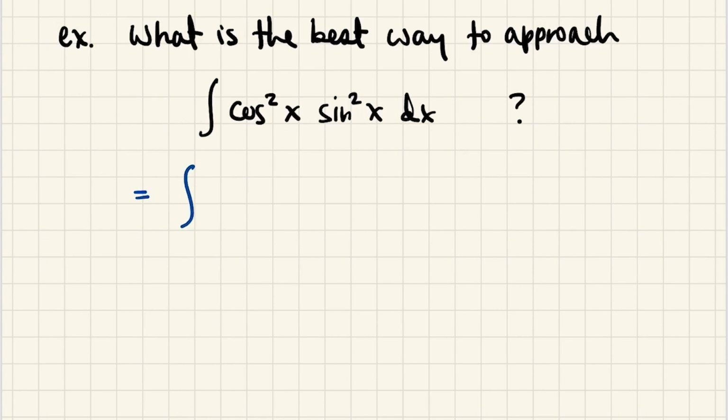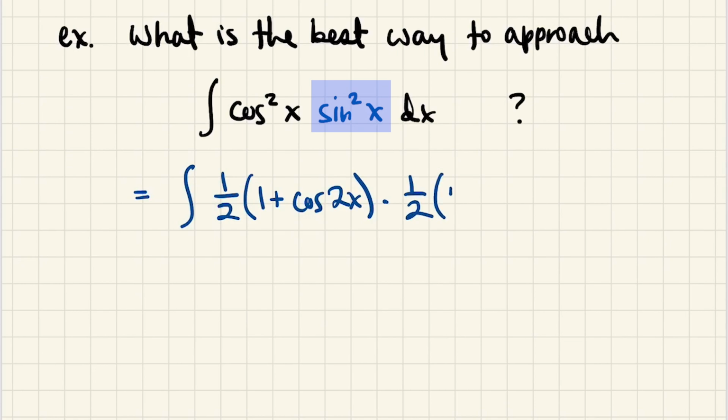So we could say, well, this is 1/2 of 1 plus cosine of 2x, times 1/2 of 1 minus cosine of 2x. And then you have this big FOIL party, and you'll end up with a cosine squared of 2x after foiling, and one more application of the half-angle identity, and you're good to go.